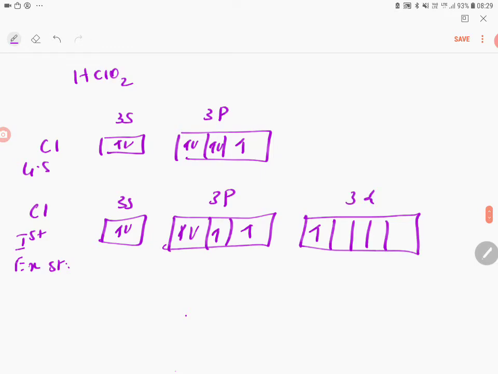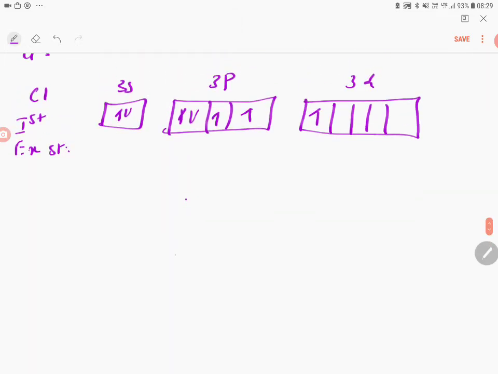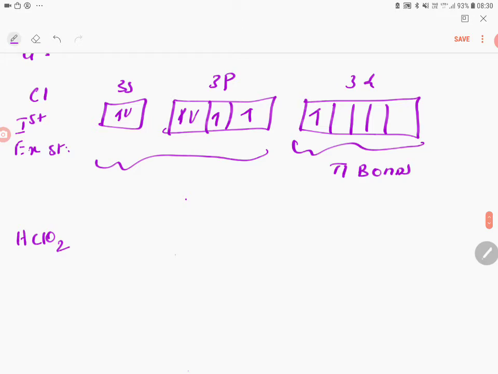So therefore, now coming to the molecule. Now this will form pi bonds, and this will form sigma bonds. How it will form? Let me explain very clearly here.